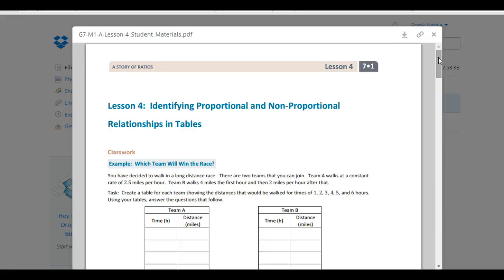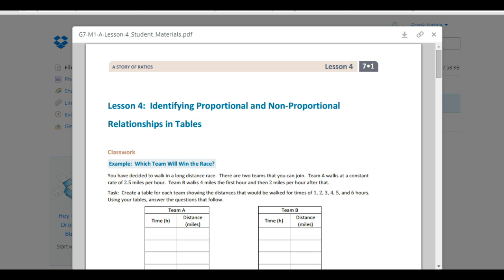Now your task is to create a table for each team, showing the distances that would be walked for times of 1, 2, 3, 4, 5, and 6 hours. Go ahead and do that, and then using those tables, answer those questions that follow, A through G. Pause now, and I'll be back. Okay, we're back. Hopefully you had some success with this, and we'll fill out these charts here together.